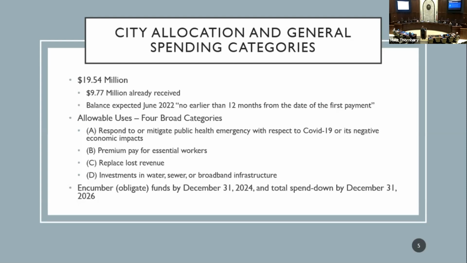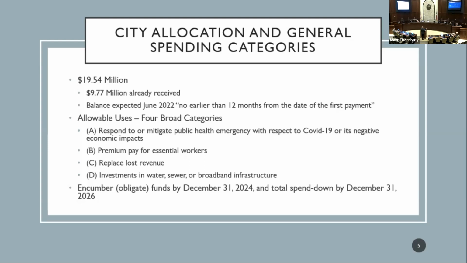Another category is premium pay for essential workers. The third category is replace lost revenue. There's a broad latitude for the use of those monies, and they're to provide general governmental services, and I'll dive into that a little bit more later in my presentation. And the last category are investments in the water, sewer, and broadband infrastructure.